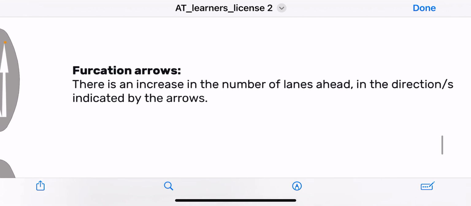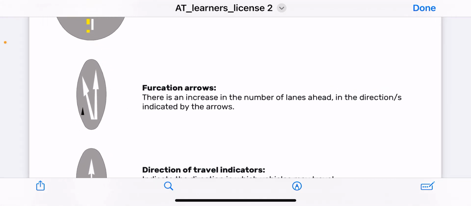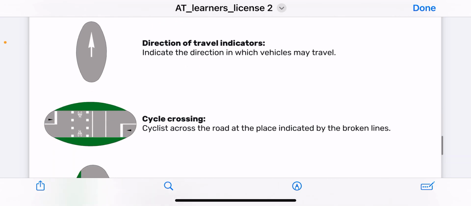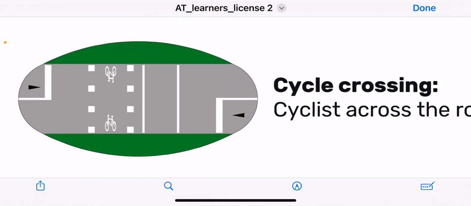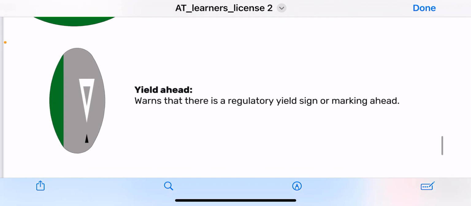And then the vacation arrow markings. There is an increase in the number of lanes ahead in the direction or directions indicated by the arrow. So it tells you that there's an increase of lanes going the same direction. This one is the direction of travel indication. And then cycles crossing. That means a crossing like a pedestrian crossing. This one is a cycle crossing for the bicycles.